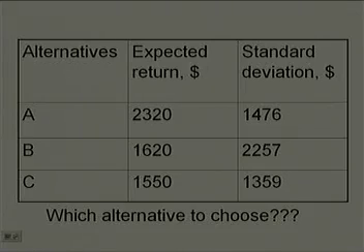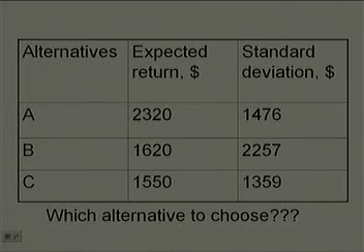So, what you find is that alternative A has an expected return of $2,320. Alternative B has an expected return of $1,620, and for alternative C you have an expected return of $1,550. The associated standard deviation values, sigma, are given to be 1476 for alternative A, 2257 for alternative B and 1359 for alternative C.